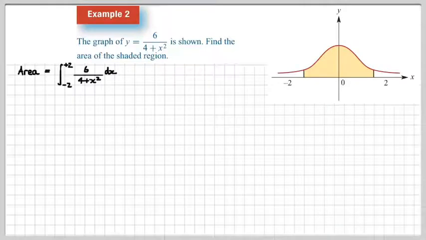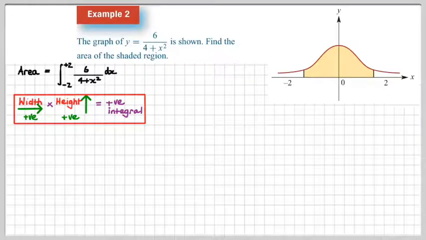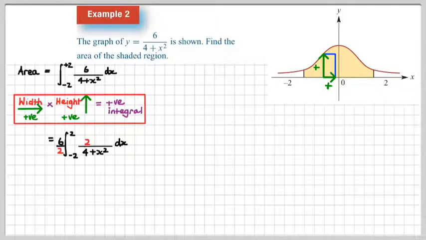This is a graph of 6 over 4 plus x squared. Now, we're asked for the area again, right? So we need a positive integral then, okay? So if we go from -2 to +2, we've got a positive width, a positive height, and therefore a positive integral. Look over there, check it out. So yes, positive width, positive height, and positive integral. So everything's good, so we can proceed, because the integral will coincide with the area without any manipulation on our part to cause that to happen by reversing terminals or putting some sign change out the front.